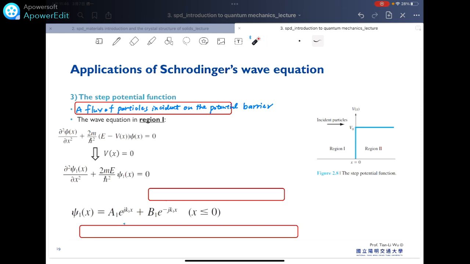In region one, as usual, V(x) is equal to zero. Now we need to solve the wave equation in region 1 and region 2. In region 1, V(x) is equal to 0, and we are back to the original case. Based on what we already derived before, we can solve this by considering the wave in the positive x direction and also the negative x direction. So this is the traveling wave.